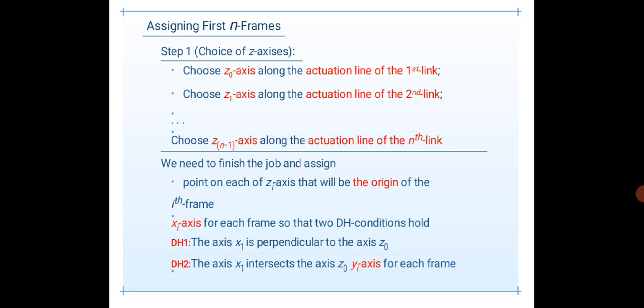Once these things are over, we need to assign a point on each of the Zi axes. That will be the origin of the ith frame. Then choose the Xi axis for each frame so that the two DH conditions hold. DH1, as we discussed already, the axis X1 is perpendicular to the axis Z0. DH2, the axis X1 intersects the axis Z0.